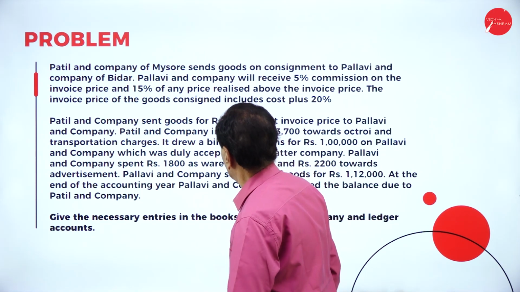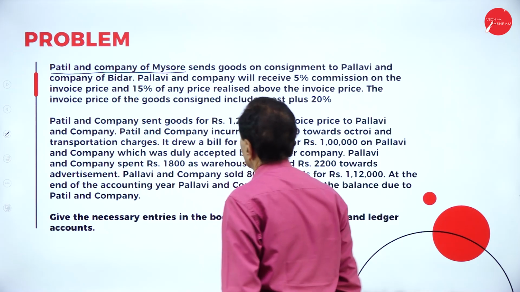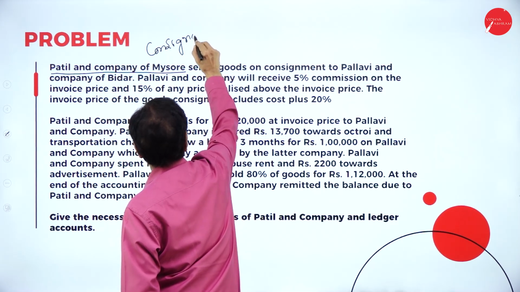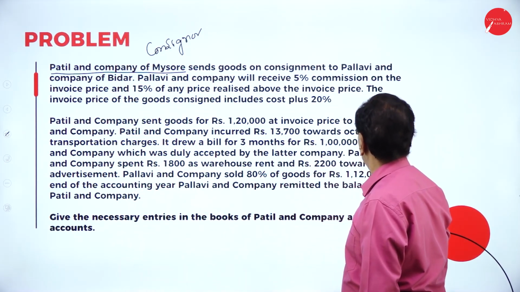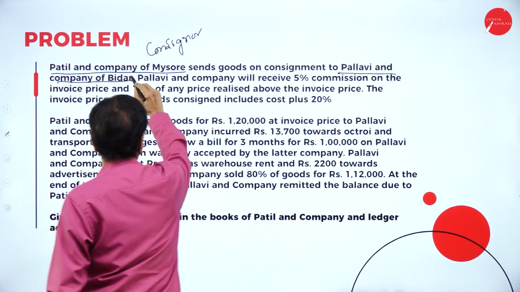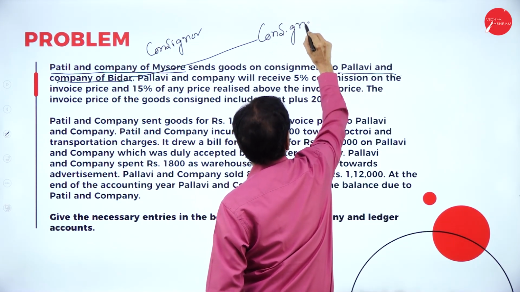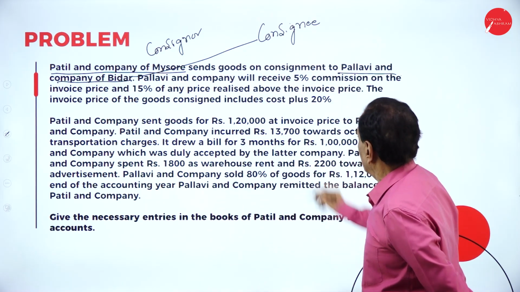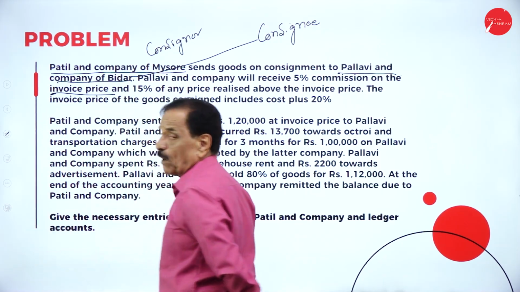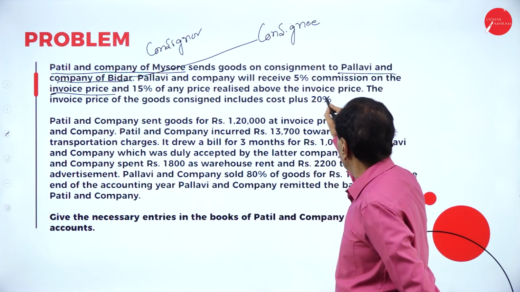Patil and Company of Mysore send goods, so he is the consignor. They send goods on consignment to Pallavi and Company, the consignee. He will receive 5% commission on the invoice price. Cost plus profit is called invoice price, and 15% on any price realized above the invoice price.